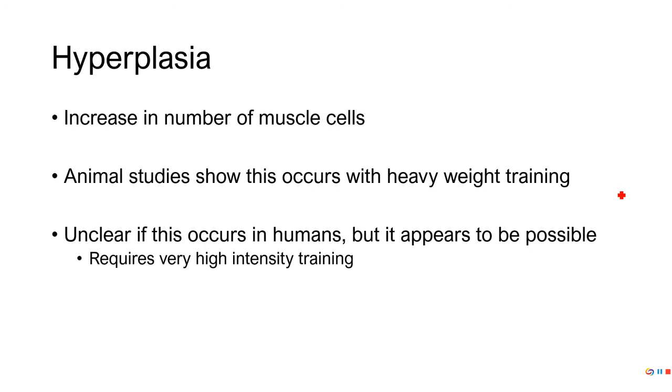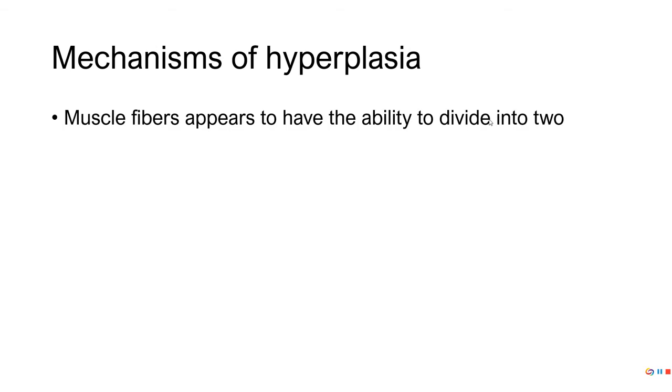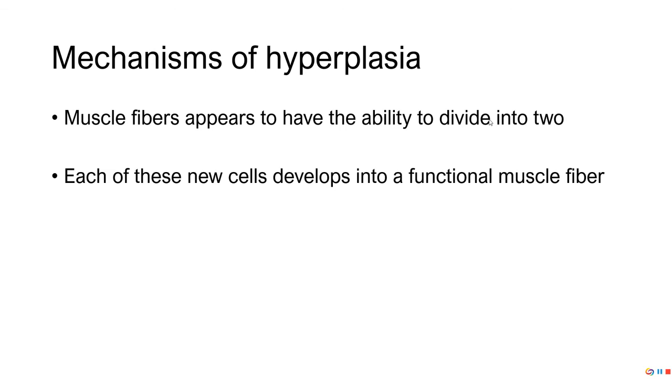And similar to these animal studies, if hyperplasia does exist in humans, it's going to require extremely high intensity training. So think anaerobic training. If and when it does happen, this is how it occurs. Muscle fibers do actually have the ability to divide and ultimately create a new functional muscle fiber, two functional muscle fibers. And in order for this process to occur, we have to use something called satellite cells.